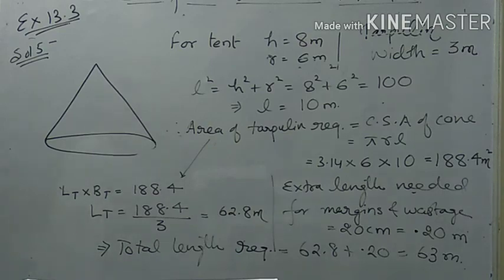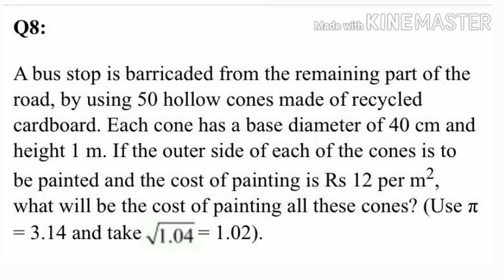Accordingly, we will proceed. Question number 8. A bus stop is barricaded from the remaining part of the road by using 50 hollow cones made up of recycled cardboard. Each cone has a base diameter of 40 centimeter and height 1 meter. If the outer side of each of the cone is to be painted and the cost of painting is rupees 12 per meter square, what will be the cost of painting all these cones?